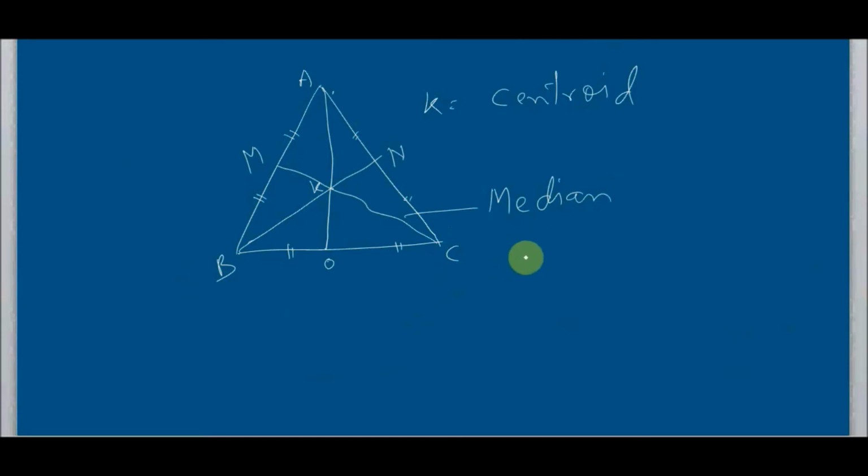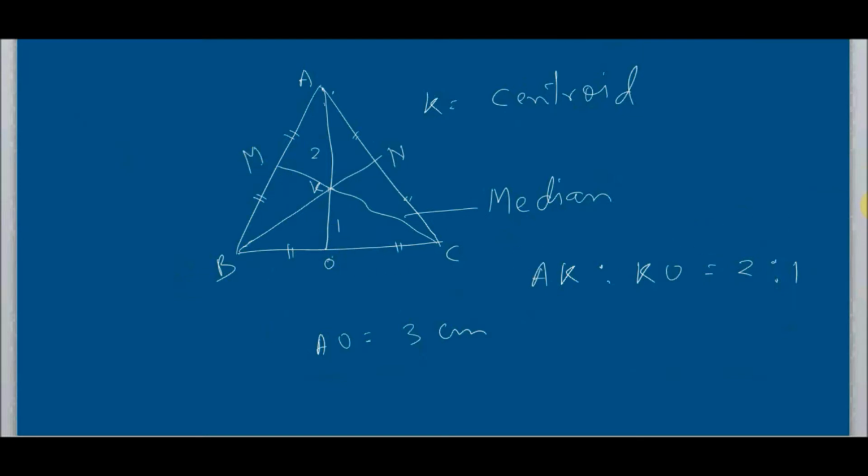Median of the triangle. And one thing we also remember is that in this case AK to KO is in the ratio 2:1. That means if the total distance of AO is 3 centimeters, then AK will be 2 centimeters and KO will be 1 centimeter. Is it clear? Similarly for BN and CM, right?